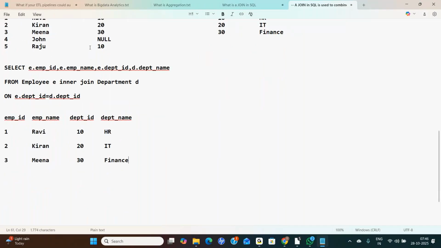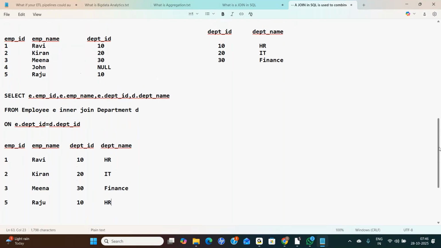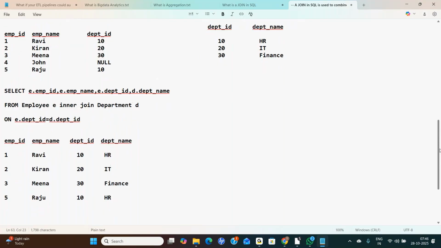And the next, the fifth row, 10. Does 10 have any matching value, guys? Yes, HR. Same HR. So totally four rows will be returned, only the matching rows.